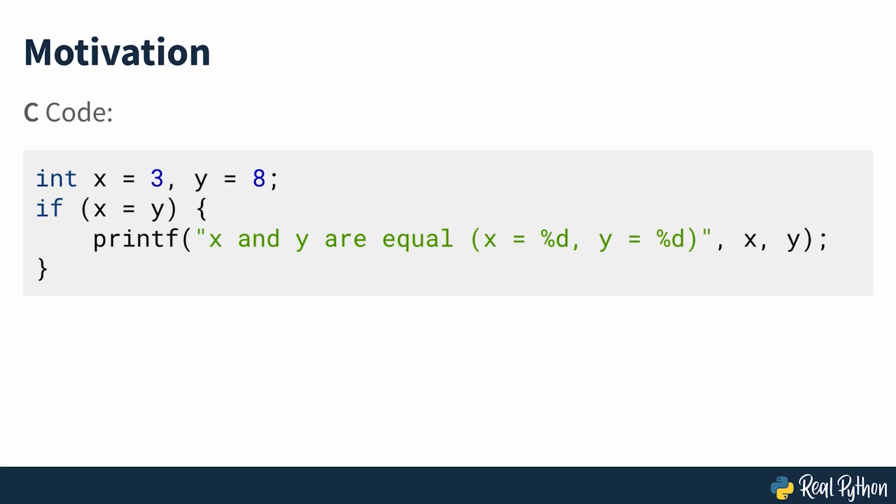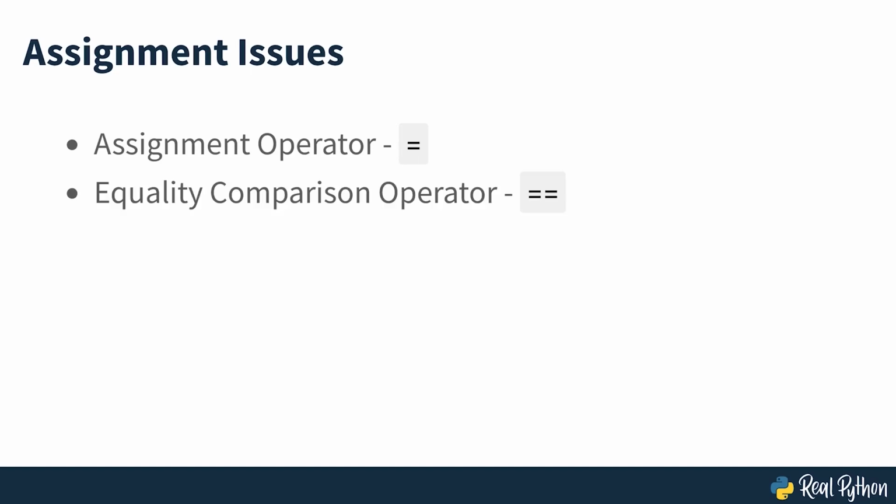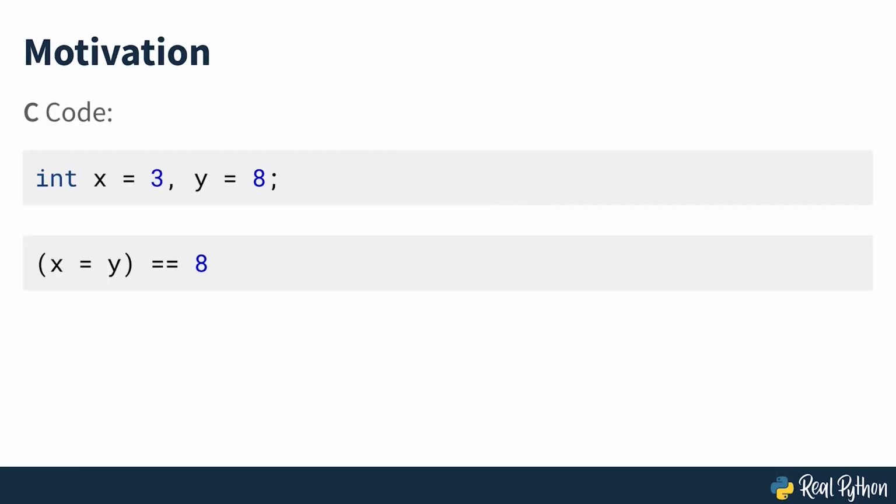Here, if x equals y will evaluate to true, and the code snippet will print out "x and y are equal." Is this the result you were expecting? You were trying to compare x and y. How did the value of x change from 3 to 8? The problem here is that you're using the assignment operator, a single equals sign, instead of the equality comparison operator, two equals signs. In C, x = y is an expression that evaluates to the value of y. In this example, x = y is evaluated at 8, which is considered true in the context of the statement.